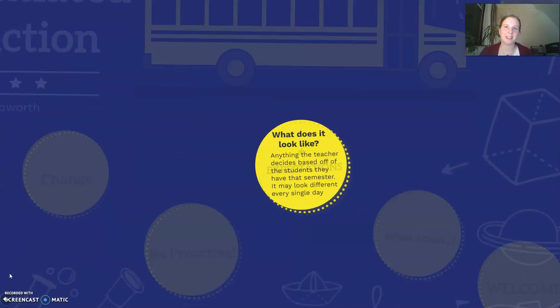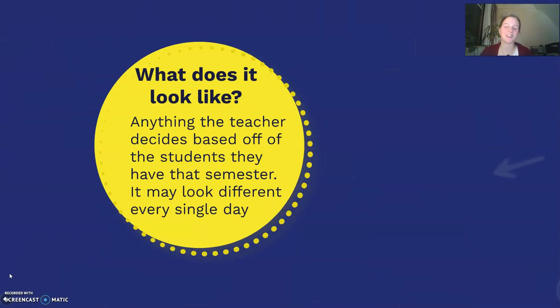So let's look at our expectations. Expectations versus reality, my favorite thing. What does it look like? Whatever you want. Don't expect your differentiated instructing methods to look identical to anybody else, because it also goes based off of the teacher that you are. Your methods are not the methods of the teacher, even in the classroom next to you.